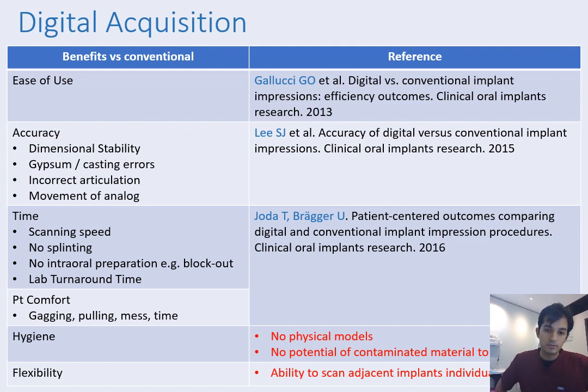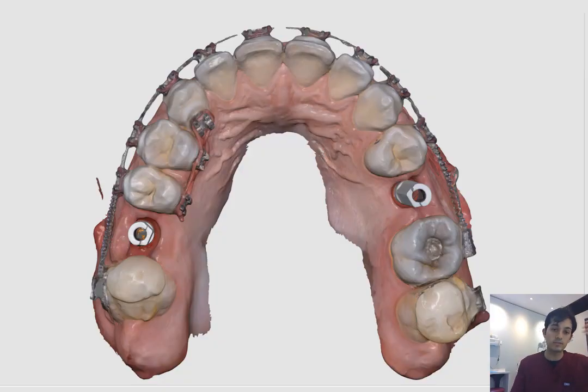Then coming to hygiene, there's no physical models moving around between staff members in the clinic or physical models leaving your clinical practice, going to the lab. It's just cleaner, neater to work with, no trimming of models. And finally, flexibility, which I'll show in the coming slides, where you can scan adjacent implants or multiple implants with a single scan body. Either if you don't have multiple scan bodies or if the situation doesn't allow you to put multiple scan bodies in.